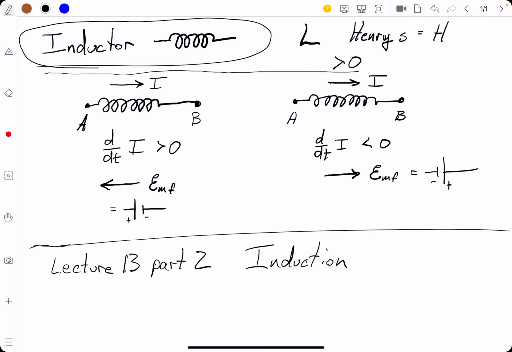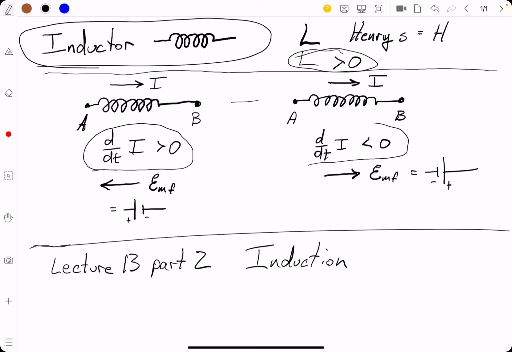Let me draw a little line here. So we're talking about induction. We use the symbol L. L has to always be greater than 0. So that's true. Now imagine we've got these inductors here. The current is flowing from A to B both ways. However, in this situation, the current is increasing its magnitude, and over on this side, the current is decreasing its magnitude.